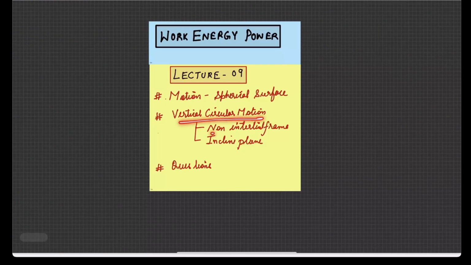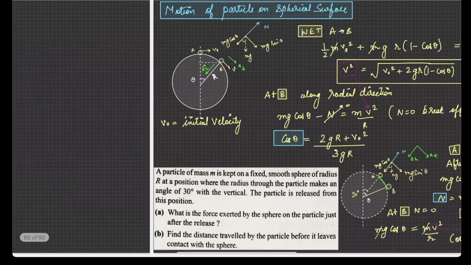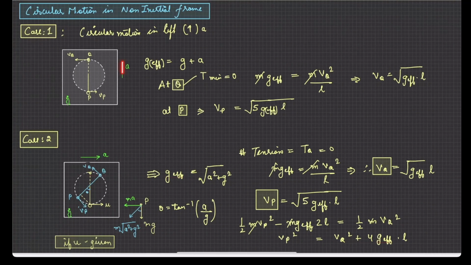Then we saw vertical circular motion in a non-inertial frame of reference. Okay, if it's moving up with some acceleration, if the frame is moving with some acceleration. So there we have seen, now we are considering this as a circular motion. This is my maximum point, this P, and this is my Q at the minimum point. So we have to find out, okay, at point Q my tension should be 0. Then from there we can get the value of velocity at Q. Same way it comes out to be root of g effective into L, and at point P it comes out to be root of 5 g effective into L.